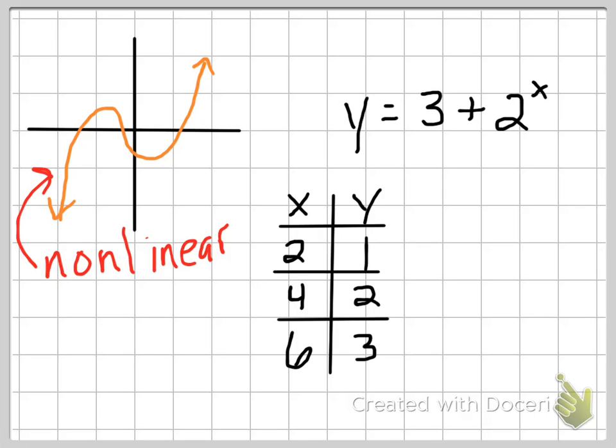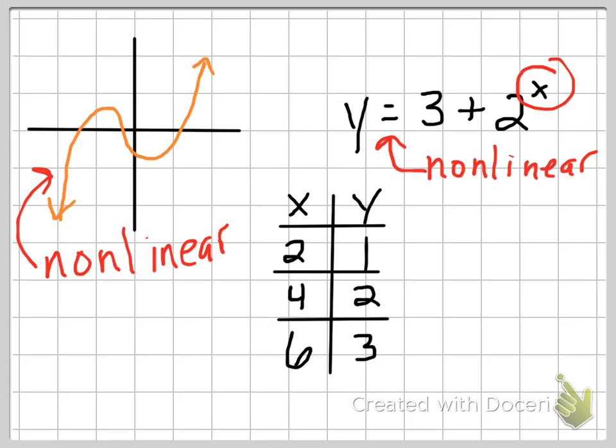Okay, so now the equation. When you're looking at this equation, now I said the exponents had to be 1. Well, in this case, the exponent is actually the x. So that definitely makes this equation nonlinear. Because there's no way to write that equation in slope-intercept form.